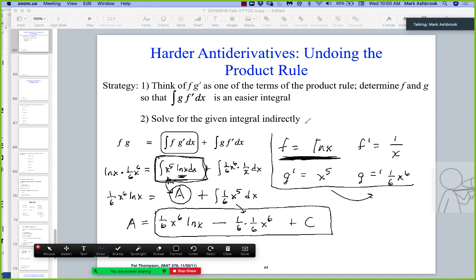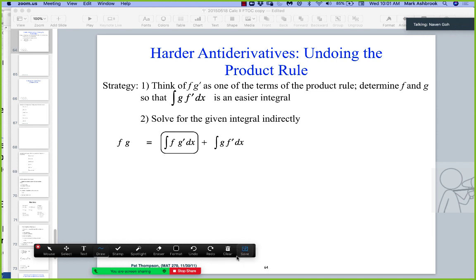So let's do one more of these. Now we're starting to see what kinds of problems are the common ones for undoing the product rule. And after we do this next one, we'll make a summary list of the common forms that you're on the lookout for when undoing the product rule. So we'll do one more here, and we're going to do arc cosine.